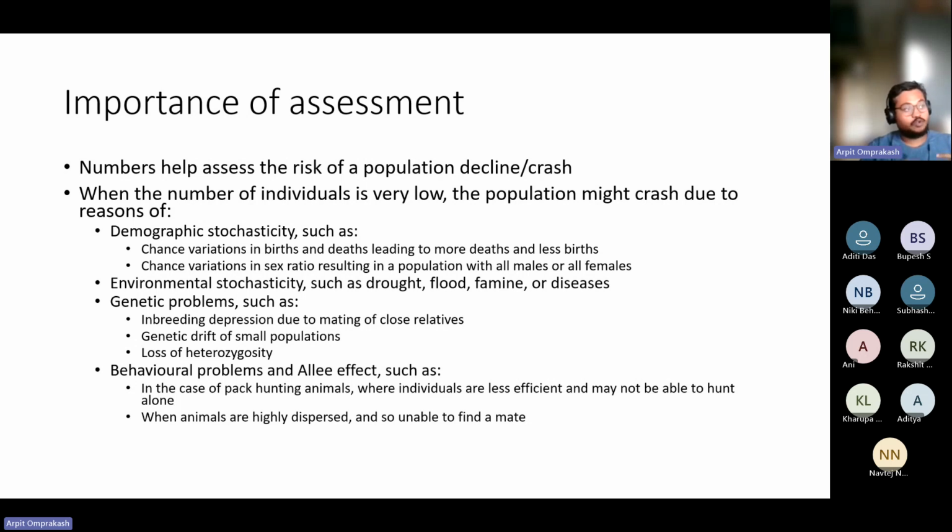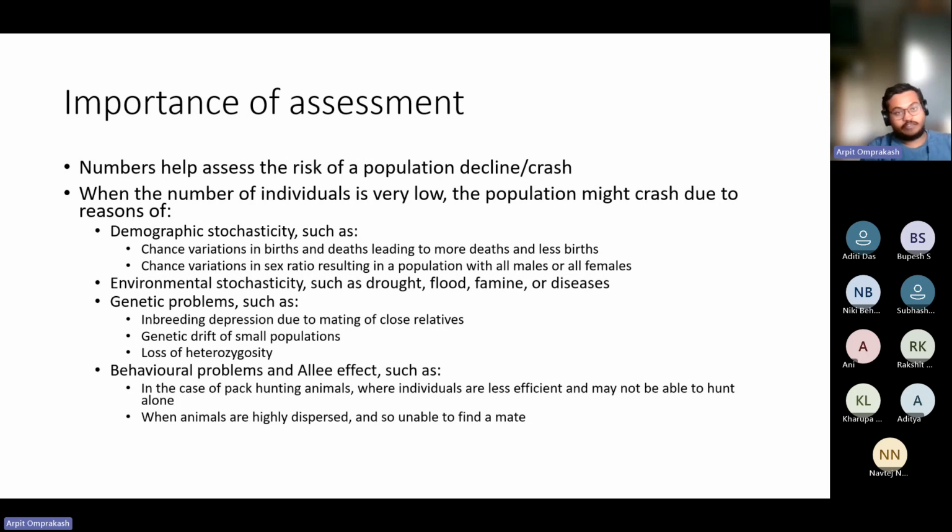So if we have a very low number of individuals, then chance variations in the number of births or deaths might lead to there being more deaths than births, and that sometimes leads to a population crash. And the other thing is, if there is a very biased or skewed sex ratio in a population, and the number of individuals is very low, that also leads to a population crash, because we don't have enough other organisms of the same species that the animals can mate with, right? So these are known as demographic stochasticity.